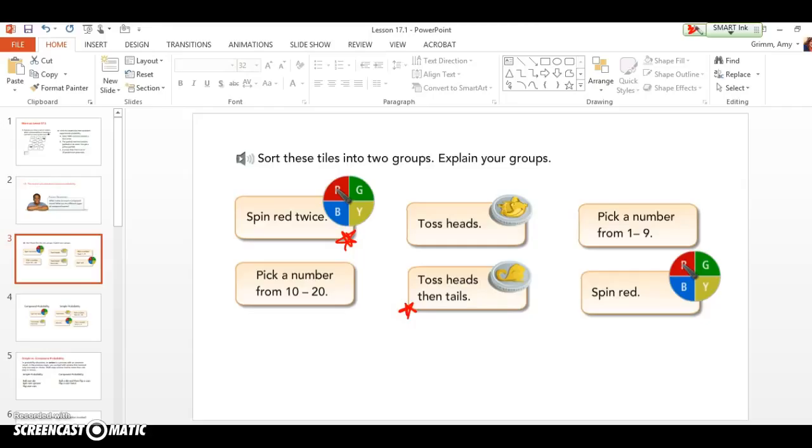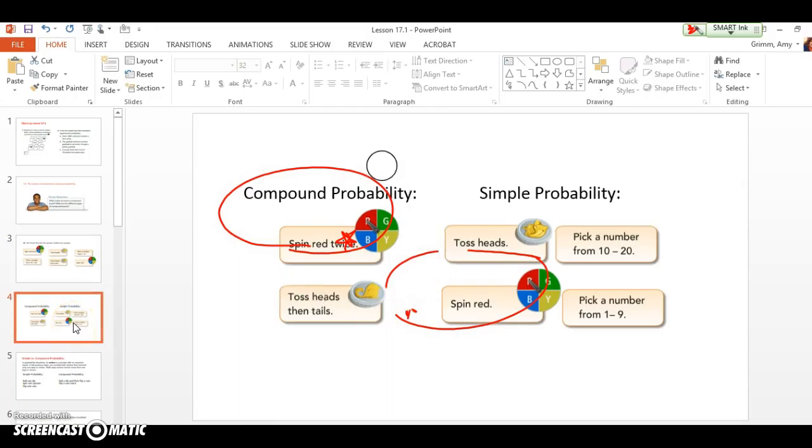What is different about these two that I have starred versus all of the other ones? They do it twice, okay? So these two, if I toss heads and tails, spin red twice, those require two actions. Remember when we talked about actions? Actions are whatever we're doing, okay? If I look at the other ones, all of those other four, that is just one action. So if you look at the next slide, I've actually put that on there for you, okay?